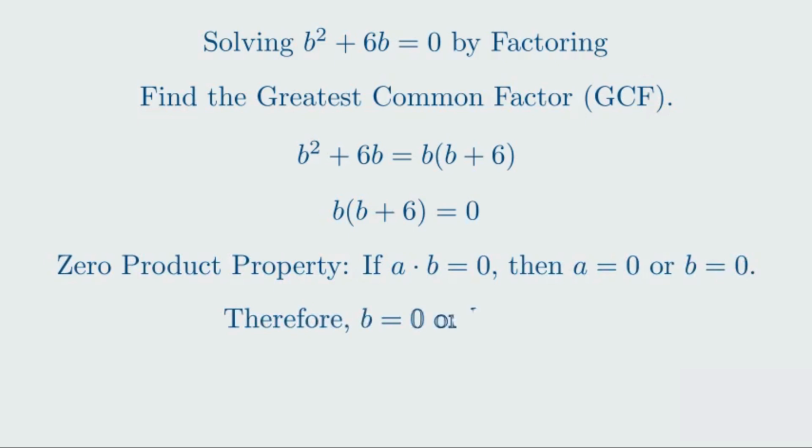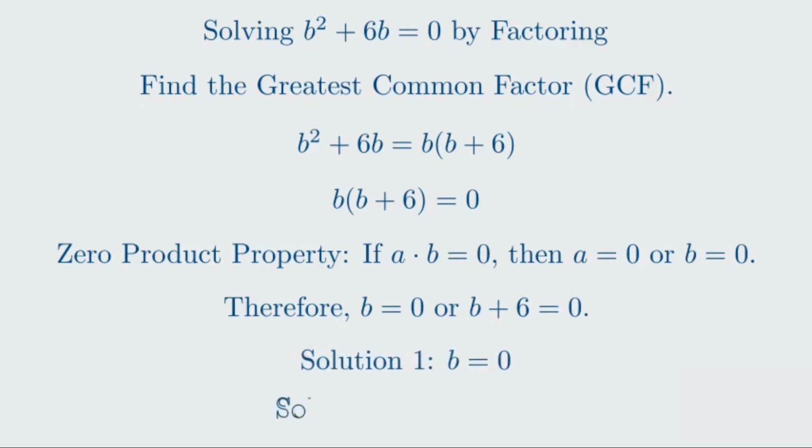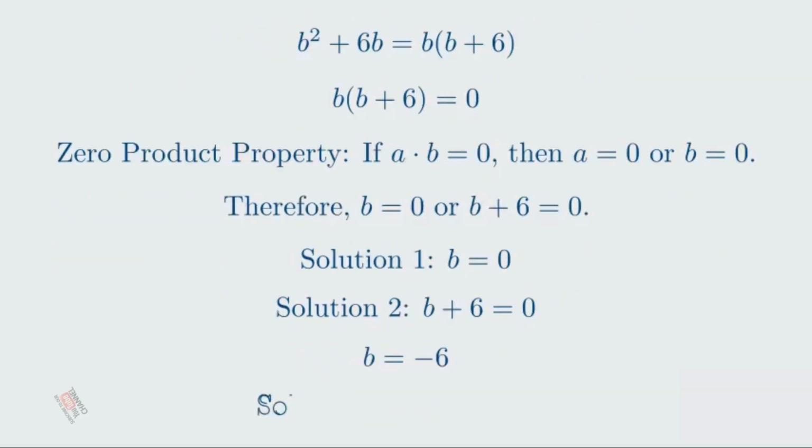The first part gives us one of our solutions directly. b = 0. For the second part, b + 6 = 0. We just need to subtract 6 from both sides to solve for b. This gives us b = -6, and there you have it. Using the standard form and factoring, we arrived at the exact same two solutions, 0 and -6. So we've now solved the equation (b + 3)² = 9 using two different methods.